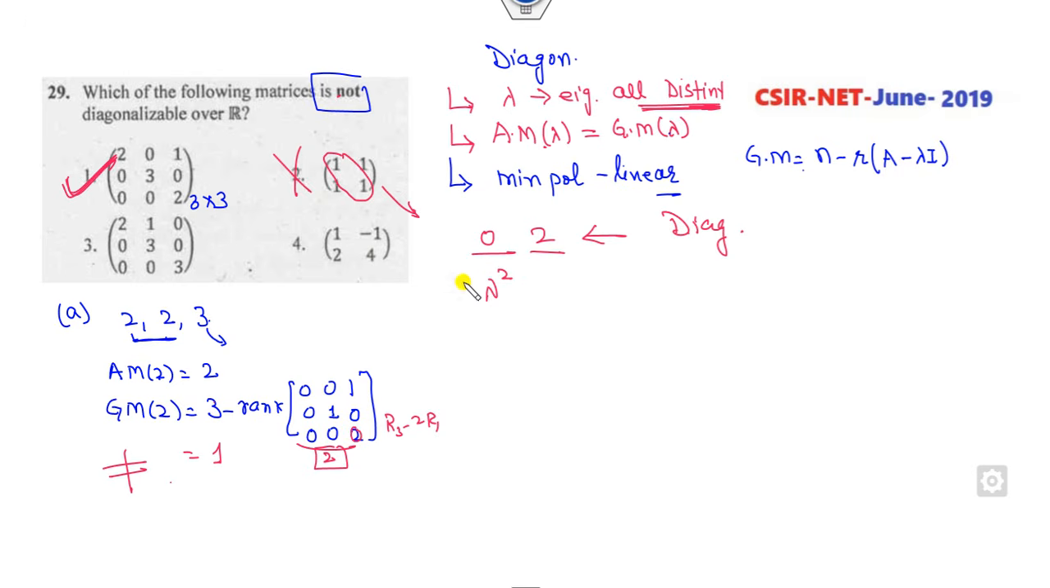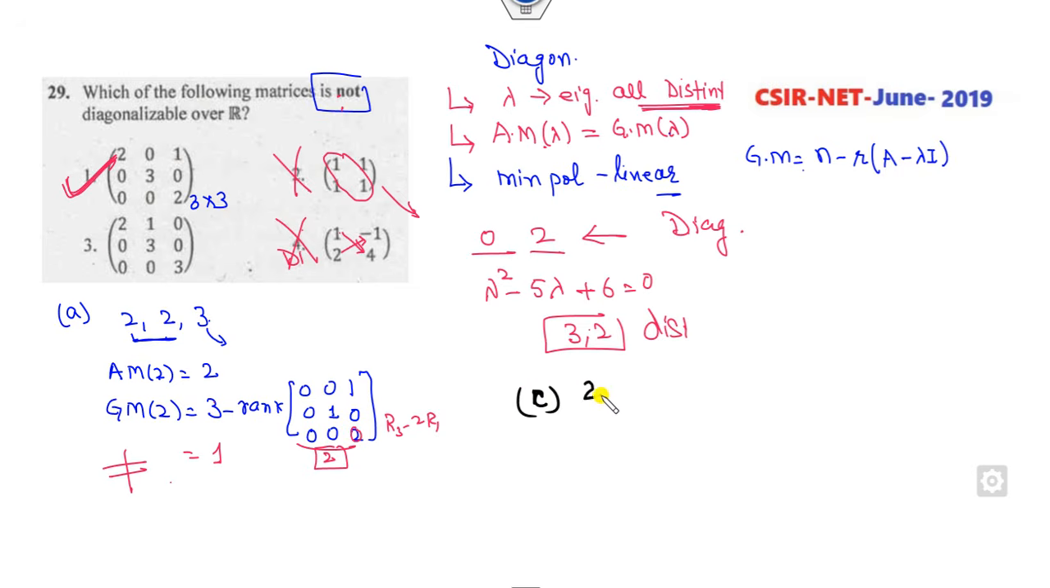What is that? Lambda square minus 5 lambda plus 4 plus 2, which is 6. So clearly 3 and 2 are the eigenvalues, which are distinct eigenvalues. So it is a diagonalizable matrix, but we need a NOT, so it's cancelled out. Look at this third option.